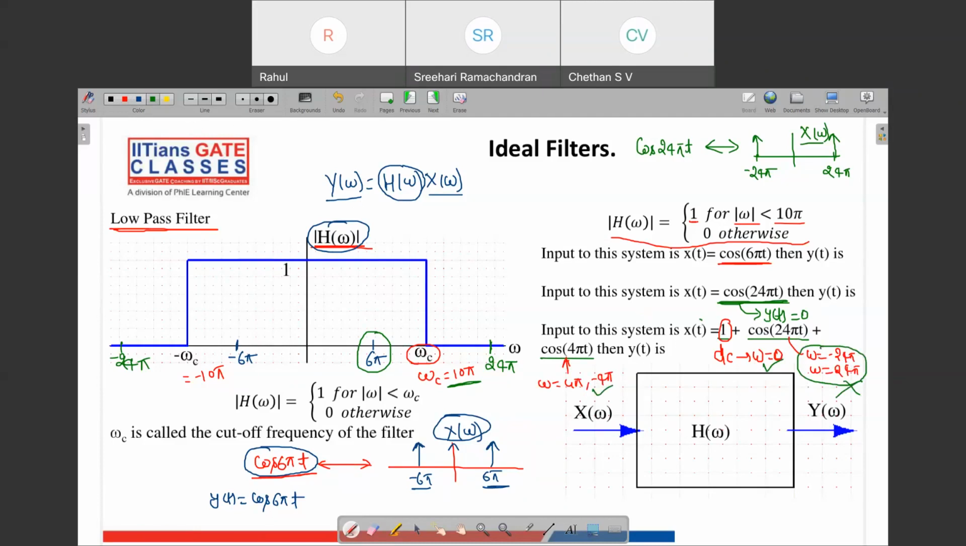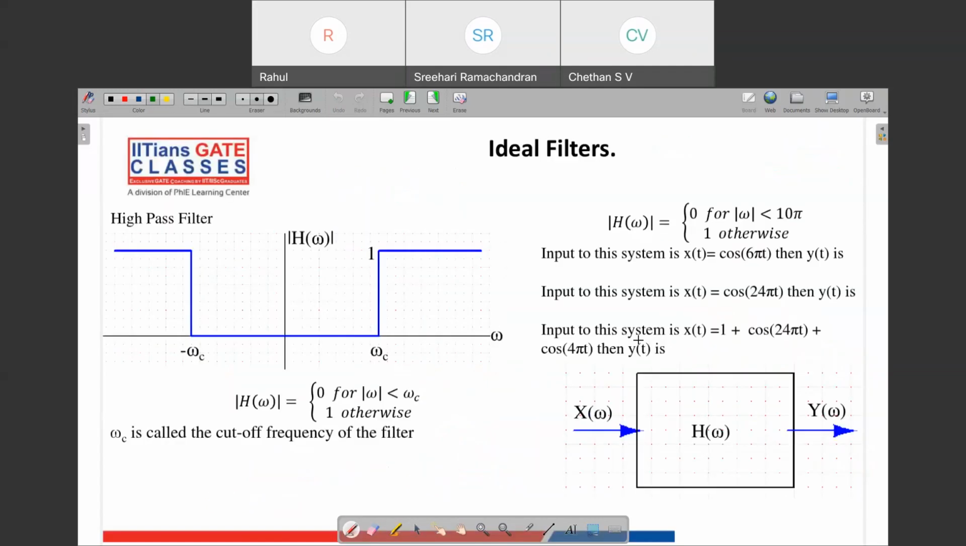So if this is the input, the corresponding output will be equal to 1 plus cos 4 pi t. This cos 24 pi t will get rejected by this low pass filter. Does anyone have any doubt? So this is how the low pass filter works. Let me go to the next filter.